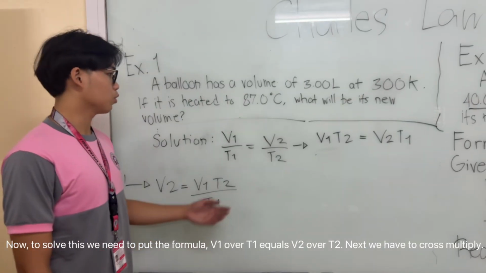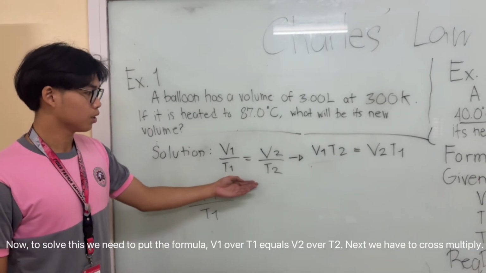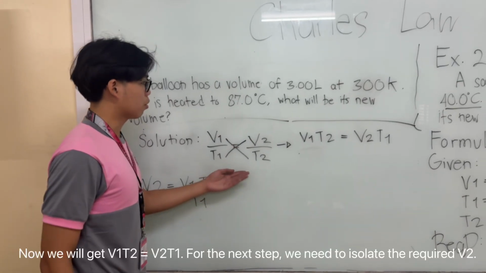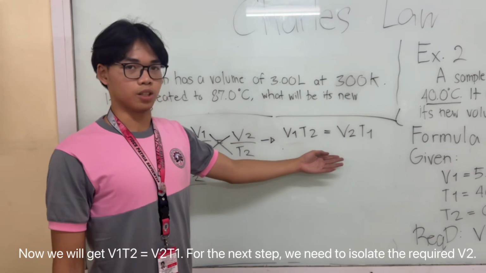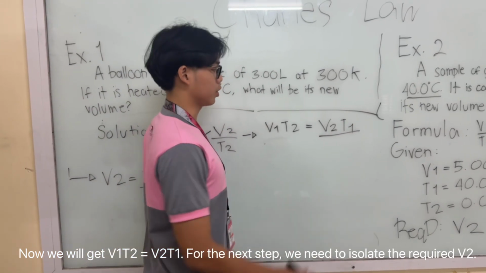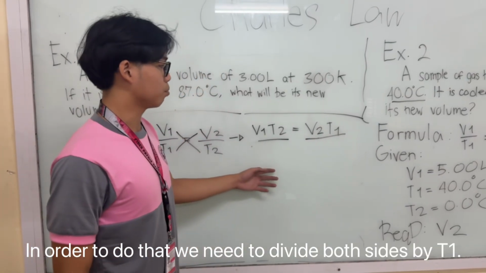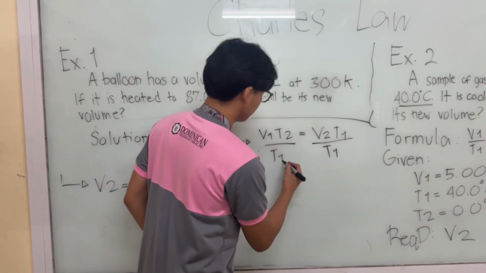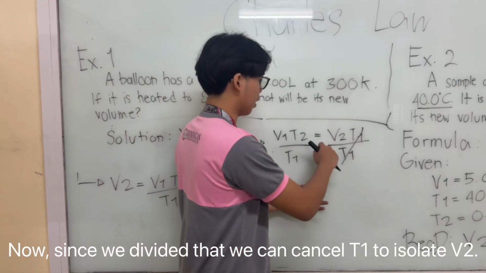Now to solve this, we need to put the formula V1 over T1 equals V2 over T2. Next, we have to cross multiply. Now we will get V1 T2 equals V2 T1. For the next step, we need to isolate the required value, which is V2. In order to do that, we need to divide both sides by T1. Now, since we've divided them, we can cancel T1 to isolate V2.